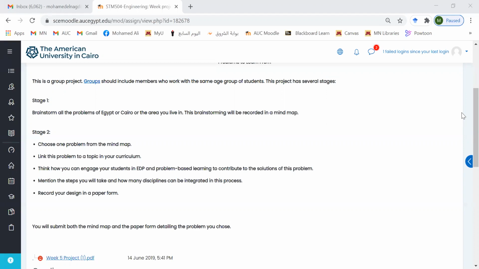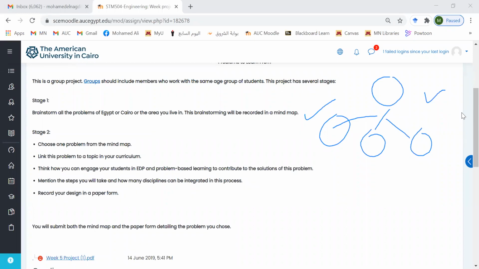Okay, all right. So as I can see, you have done stage one, right? Is there a problem with stage one? No. So you have gone through the different grand challenges and you made your mind map, right? So that's done. So let's go to stage two and take it step by step very quickly. You should choose one problem from the mind map.